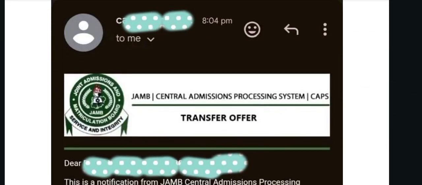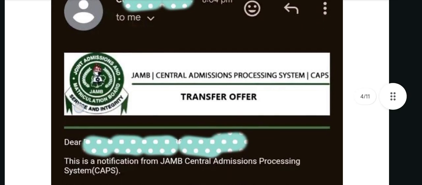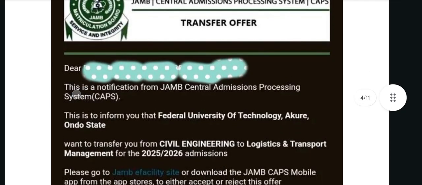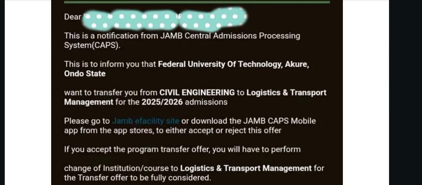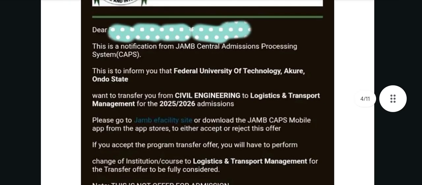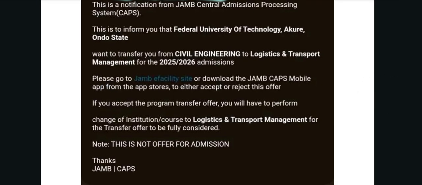As I said earlier, if you have been considered for course transfer, you will see the notification in your JAMB CAPS under the transfer window, and you may be sent a notification by JAMB. So this is an example of a notification sent by JAMB for course transfer. This is exactly how you are going to see the notification from JAMB. This is the mail. You can see that the person applied for civil engineering in that school, and the school is considering the person for course transfer into logistics and transport management.